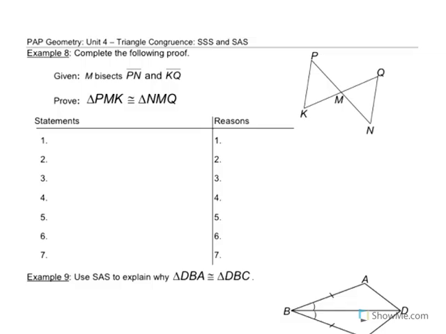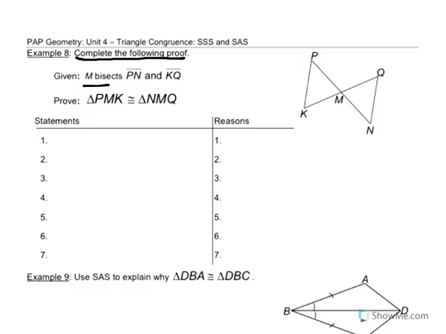Okay, on example 8, we need to complete this following proof. It says, given that M bisects PN and KQ, prove that triangle PMK is congruent with triangle NMQ. So let's figure out what we know. It says that M is bisecting both of these at the same time.